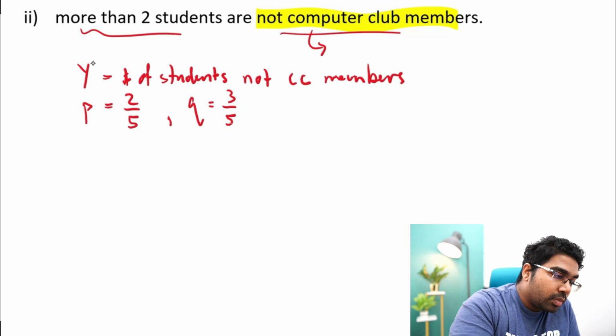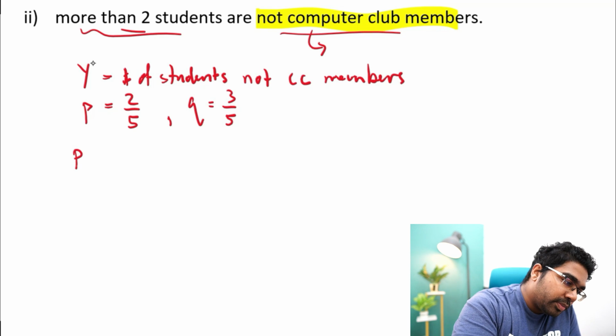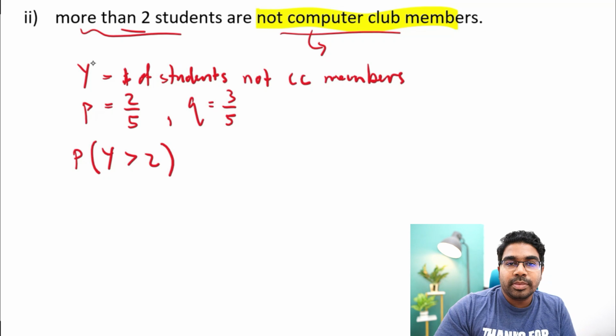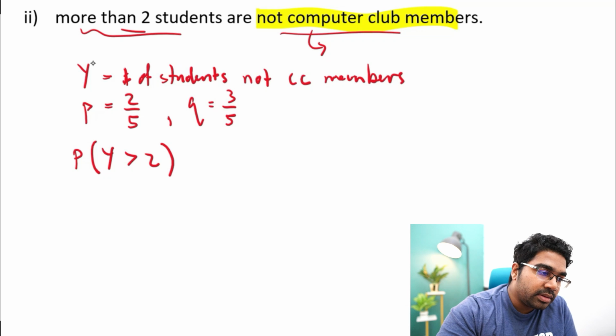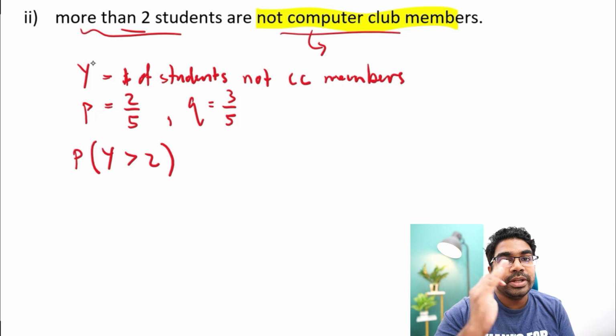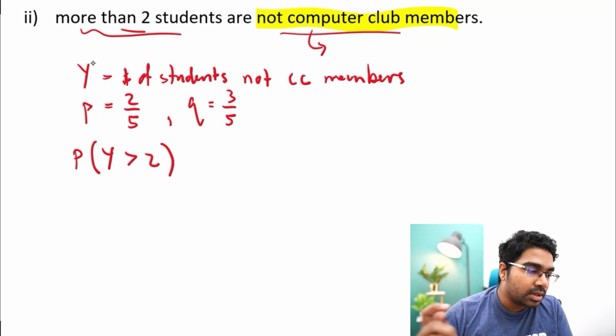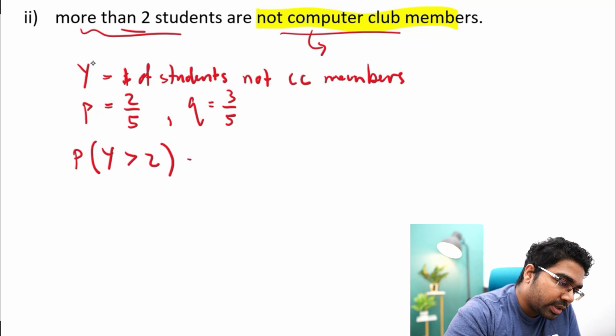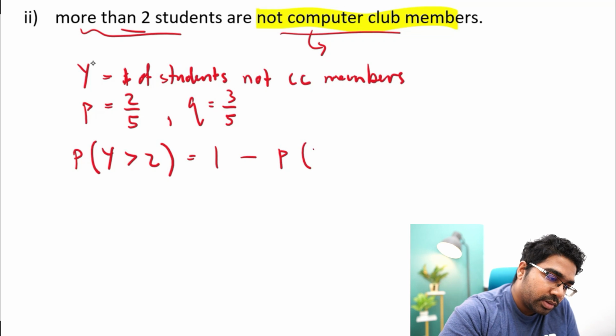So from here, we want more than 2. So we want the probability of Y more than 2. When we take the probability of Y more than 2, from all our possible values, more than 2 would mean 3 to 7. Now, this is a lot. So instead of that, we can do 1 minus the probability of Y less than or equals to 2.